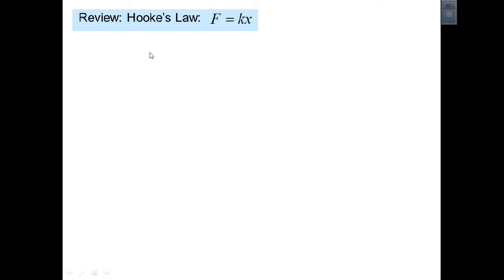Alright, so first things first, let's look at Hooke's law and review it. Remember, Hooke's law is F equals K times X, where K is a spring constant for a given spring, and X is the distance the spring is stretched past its equilibrium point, or its resting state. So this tells you how much force it takes to stretch a spring X distance past where it is at rest.